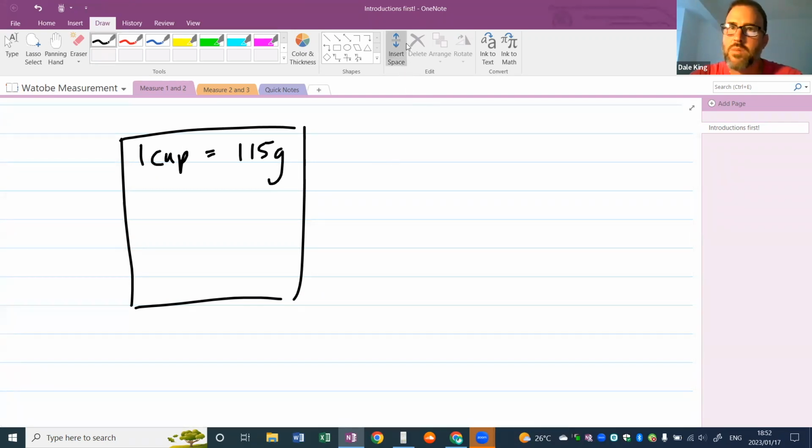Okay, where will this kind of conversion be useful? I'm sure you guys have seen this before. Where will this kind of conversion be useful? Someone in chat, please tell us. Where do we use this kind of conversion in our day-to-day lives? 1 cup is equal to 115 grams. Okay. Anyone? Where could we use this conversion?